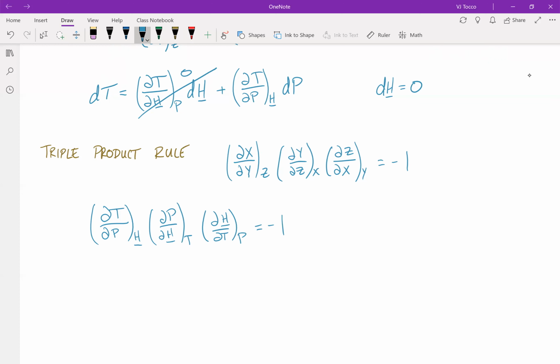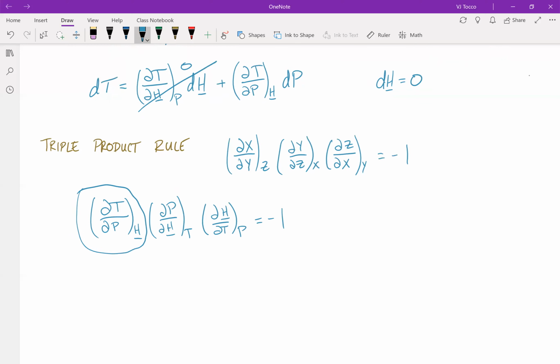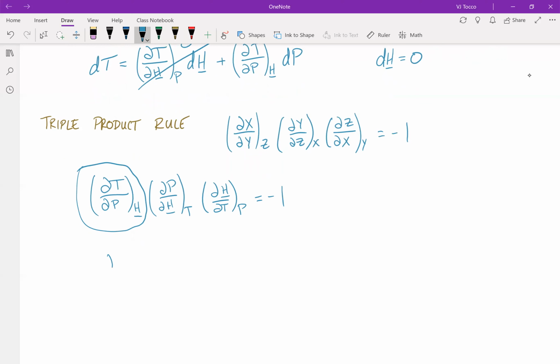Well, we've got the term that we had in that equation, dH dP at constant H, and now we can relate it to these other two. So if we take the other two over to the other side, we're left with dT dP at constant H is equal to -1 over dP dH at constant T times dH dT at constant P.